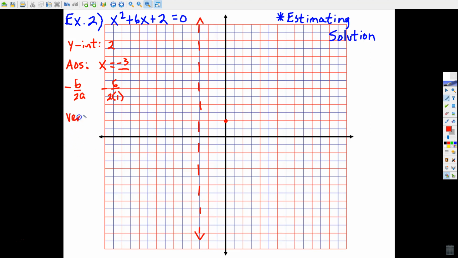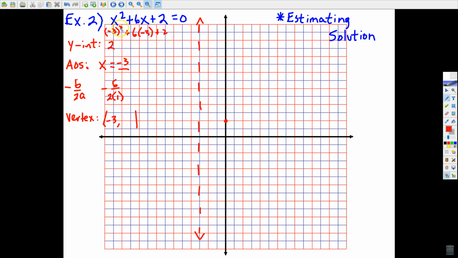Alright, the vertex. Well, I know it's negative 3 something. To know what the y is for negative 3, just plug it in. And be careful if you're using your calculator for this. Make sure you put parentheses around negative 3.